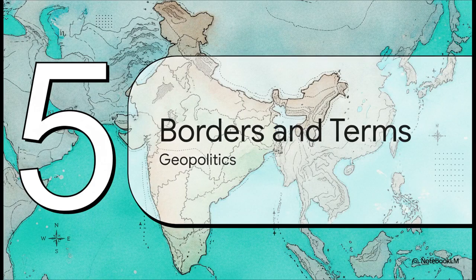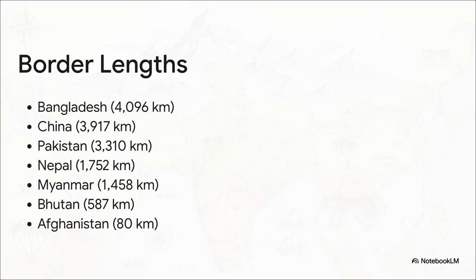And finally, Section 5, Geopolitical Borders and Terms. Zooming all the way out to the very edges, India shares land borders with 7 different nations. The longest is a massive 4,096-kilometer boundary with Bangladesh, shrinking all the way down to an 80-kilometer stretch with Afghanistan. Want a quick way to remember the descending order? Just use the phrase BC Pakistan MBA Nepal. That spells out Bangladesh, China, Pakistan, Nepal, Myanmar, Bhutan, and Afghanistan in perfect descending order.